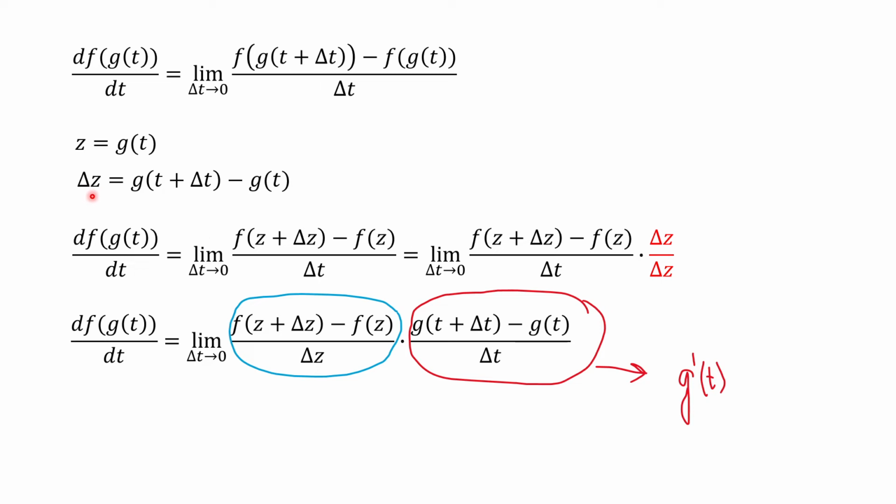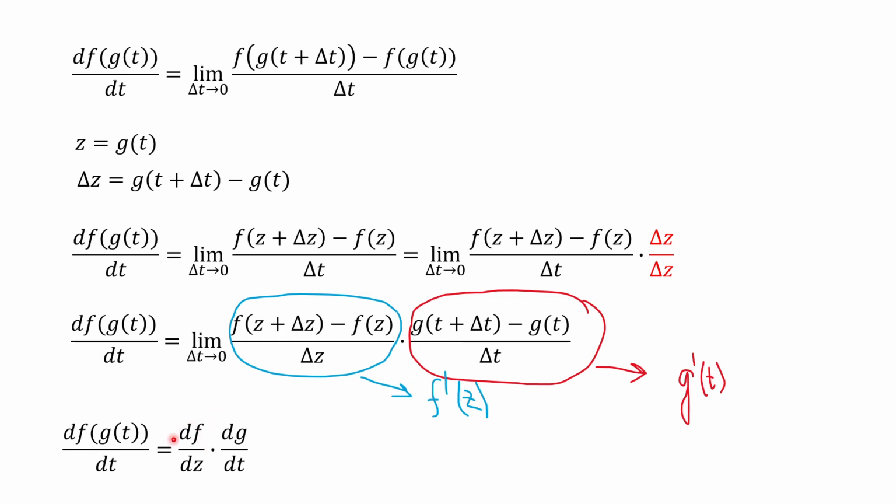But let's look at the definition of delta z. It's g of t plus delta t minus g of t. So what's going to happen to this when delta t goes to 0? Well, we're going to have g of t minus g of t, which is 0. Which means that when delta t goes to 0, delta z goes to 0. And now the question, what's going to happen with this thing when delta z goes to 0? And I say, well, this is simple. That's simply a derivative of this function f over its argument, which we call z. And now we got our formula for the derivative of a superposition of two functions.